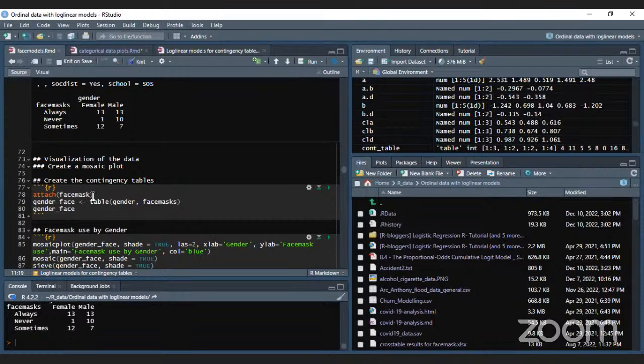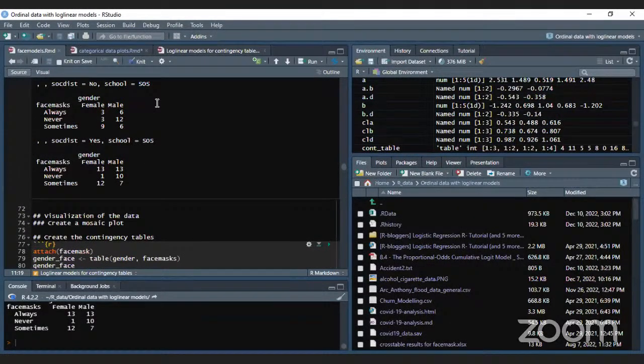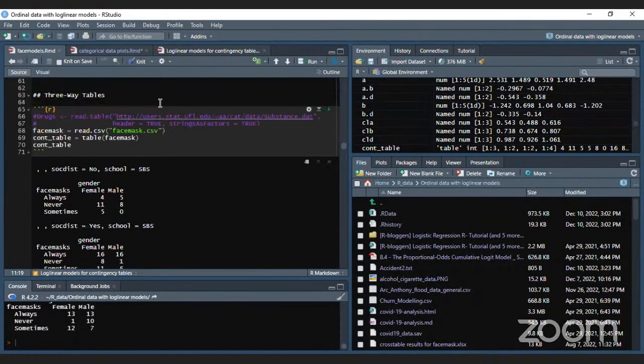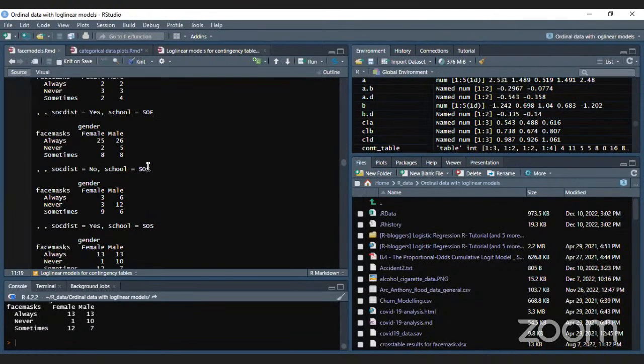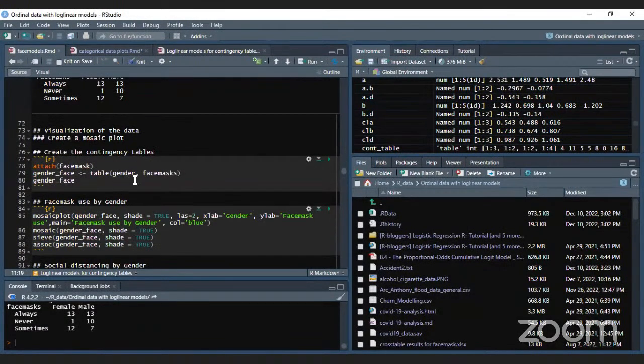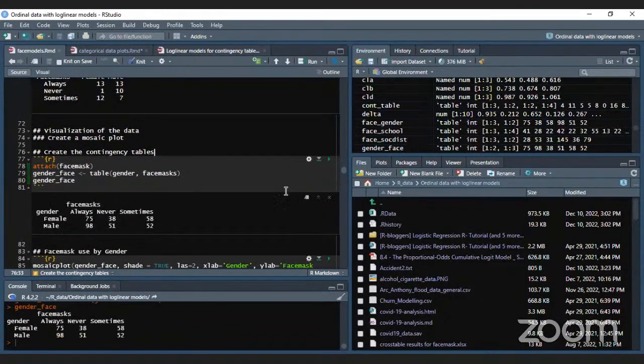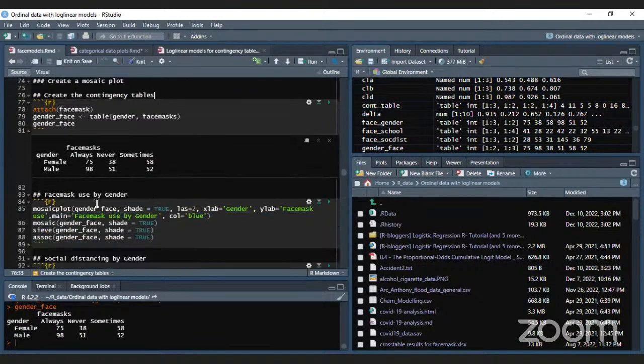I may not use attach. I can just put a comma here and put data equals face mark. It's going to give me the same thing. Now, you want to compare gender and face mark in this table alone. The one I did here is just for all of them, the global one. But here I want to isolate gender and face mark alone, which gives me something like this. You can see it is better presented this way. This is what I want to focus on: face mark used by gender.